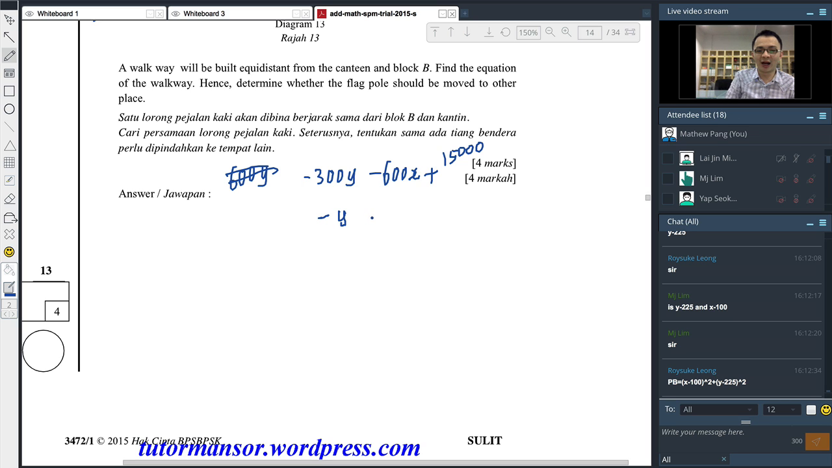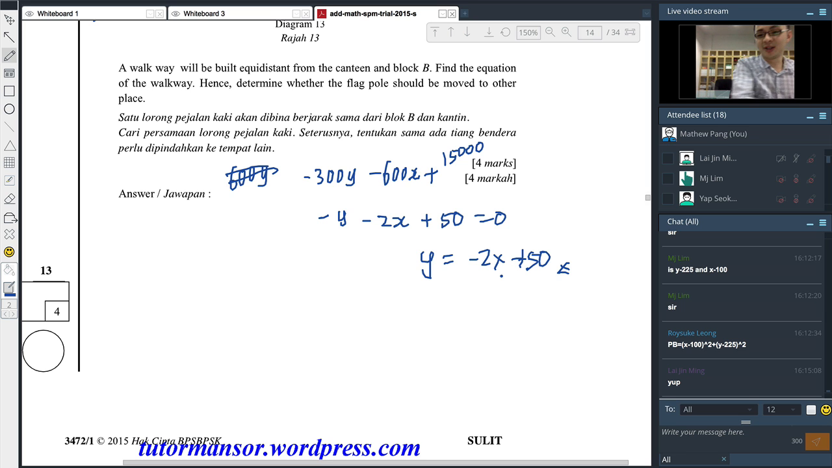So negative y minus 2x divided by 300, this one plus 50 equals to 0. So move the y, y equals to negative 2x plus 50. Done. This one should be the correct answer. Should be. It will be. Yeah, it's correct.